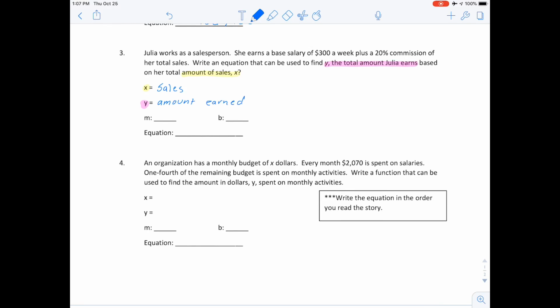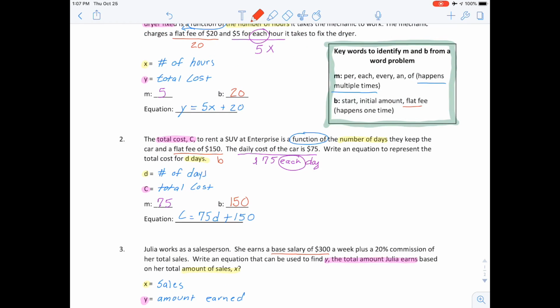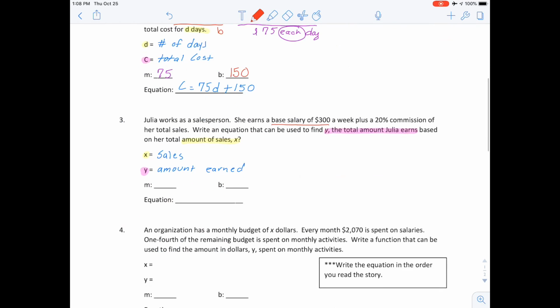So now I want to be able to locate M and B. So we have two things in this problem that it tells us. She earns a base salary of $300. Now, we don't have the word base anywhere up here, but if you're earning a base salary, think about how many times that happens. The base of something happens one time, so that's going to be your y-intercept. So our y-intercept is 300.